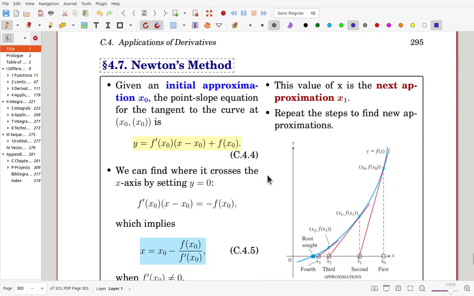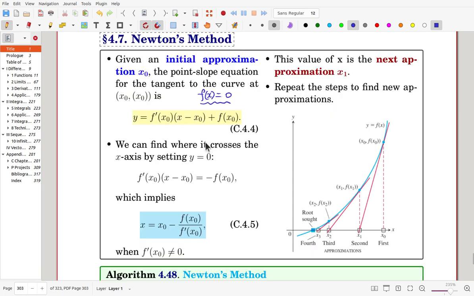Okay. Now Newton's method. Newton's method is for finding 0. So here we have to find x such that f(x) equals 0, and that's what Newton's method is used for. But in the beginning, we don't know the x value, so we may start with an initial approximation. Let's say that is x0.